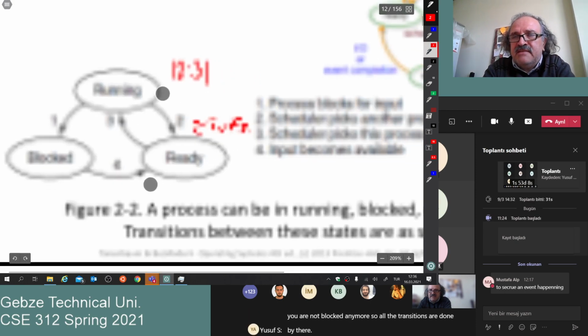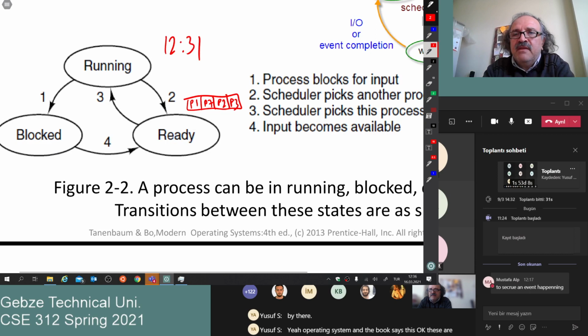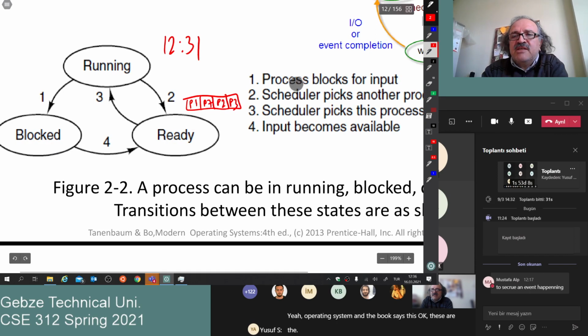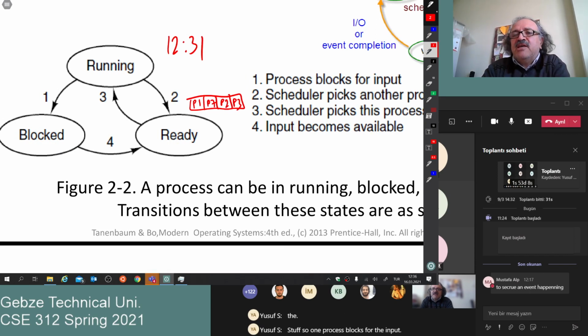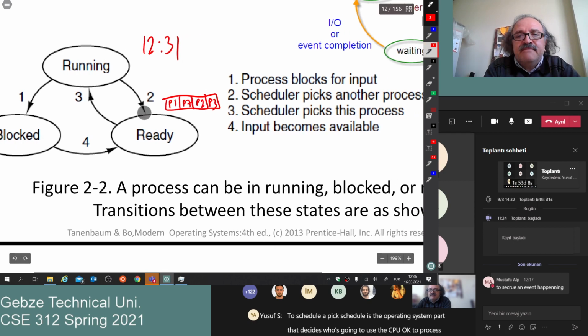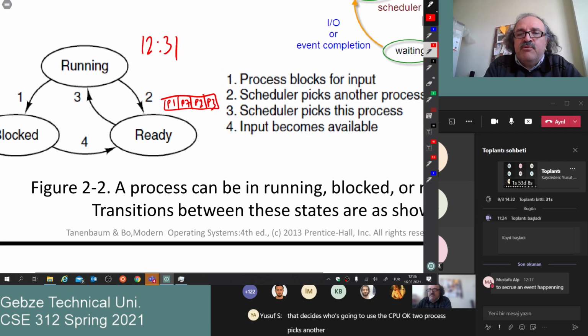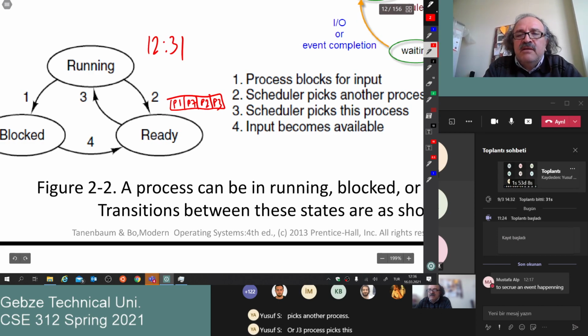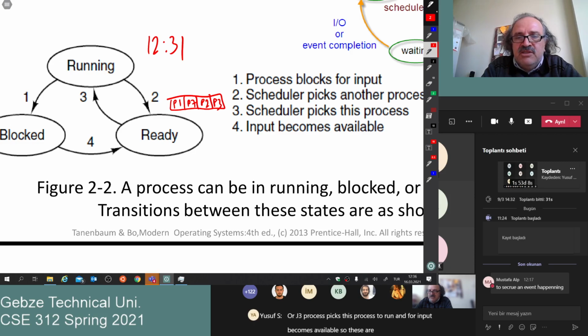These are the items. One, process blocks for input. Two, scheduler picks another process. The scheduler is the operating system part that decides who is going to use the CPU. Three, scheduler picks this process to run. And four, input becomes available.